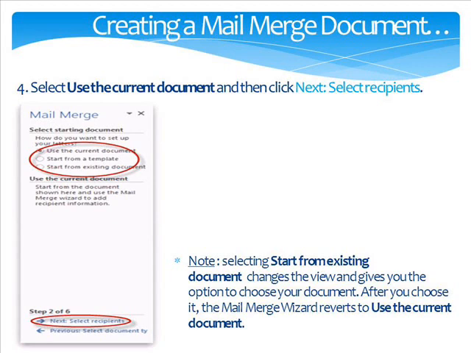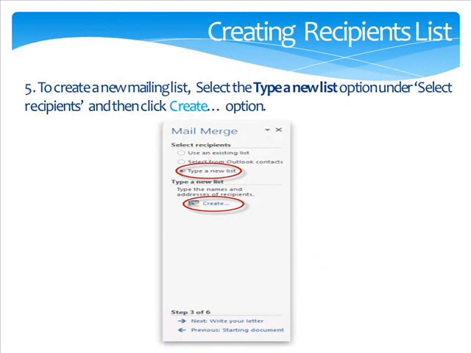From this task pane, you have to select the type of setup for your letters. Here we will click on use the current document radio button under select starting document section. After clicking on next, select recipients under step 2. We will go to option creating recipient list. To create a new mailing list, select the type a new list option under select recipients and then click the create option.